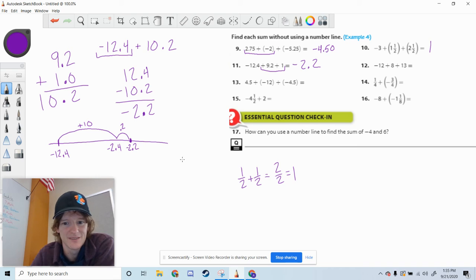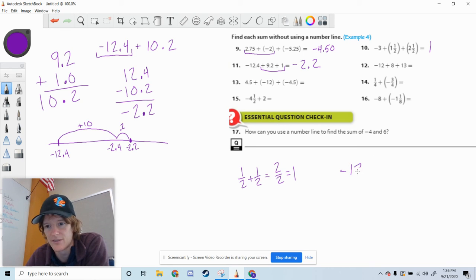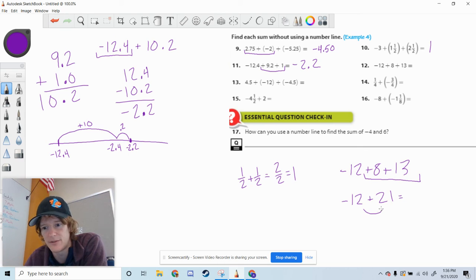It's just gross. Number 12, we've got negative 12 plus 8 plus 13. Well, let's add our positives together first. So I'll have negative 12 plus 21. In other words, this commutative property, I can swap these to 21 minus 12 equals 9.